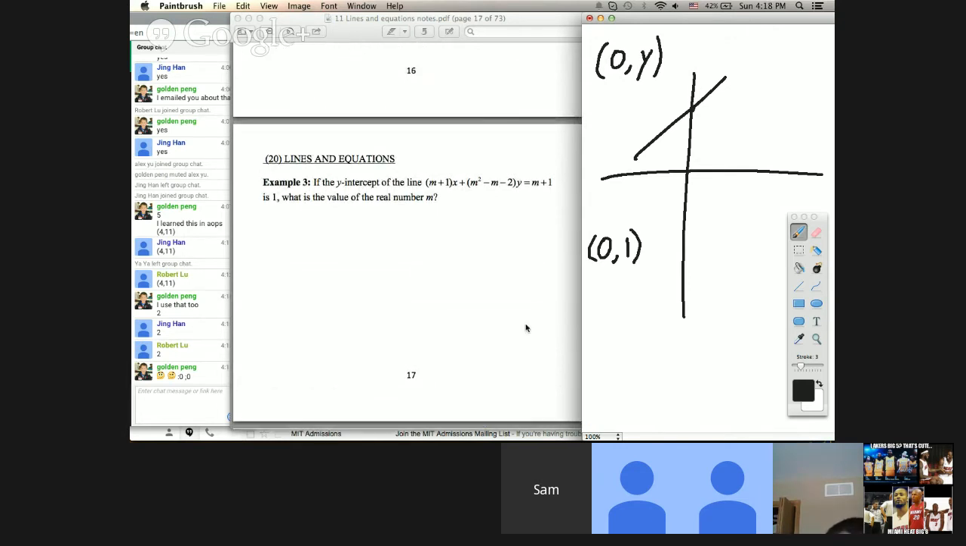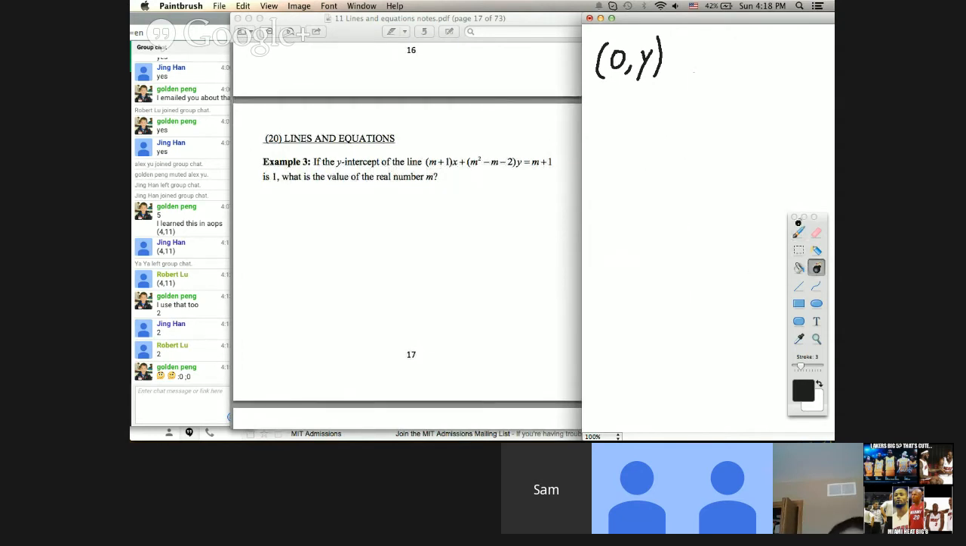Actually, this one's a little bit complicated, so I'll just work through it with you guys. It says the y-intercept is 1. If it tells you the y-intercept, then you know the point is going to be (0, 1), because at the place the point hits the y-axis, x is going to be 0 and y is going to be whatever it says it is, so it's 1. So (0, 1) is on this line.